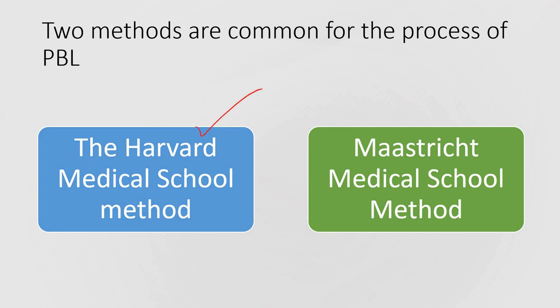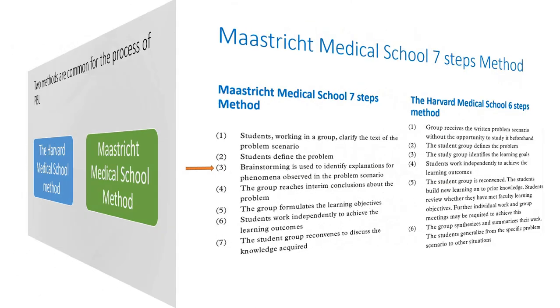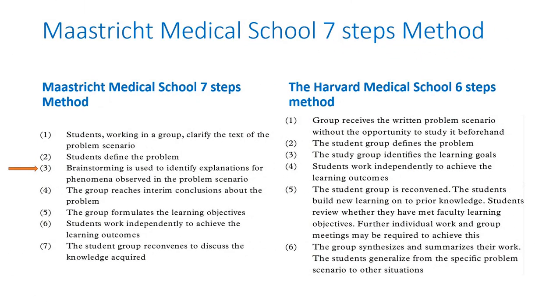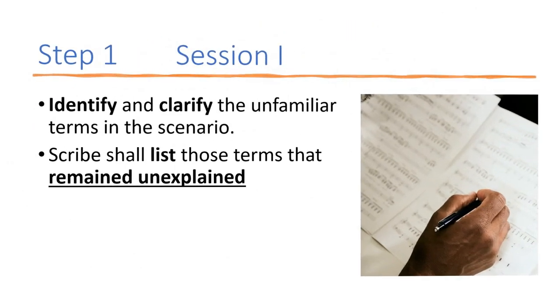One is the Harvard Medical School method, which contains 6 steps, and the other is the Maastricht Medical School method, which contains 7 steps. For ease, I just compared these two methods. You can read this, and I will read. We have adopted in our college this Maastricht Medical School model, so it has 7 steps. Let me discuss these steps one by one.